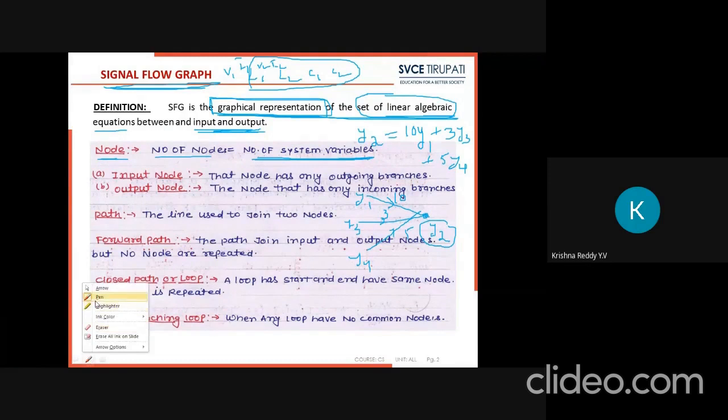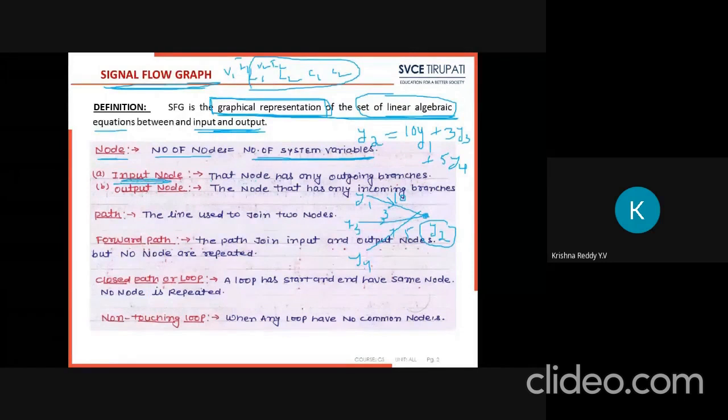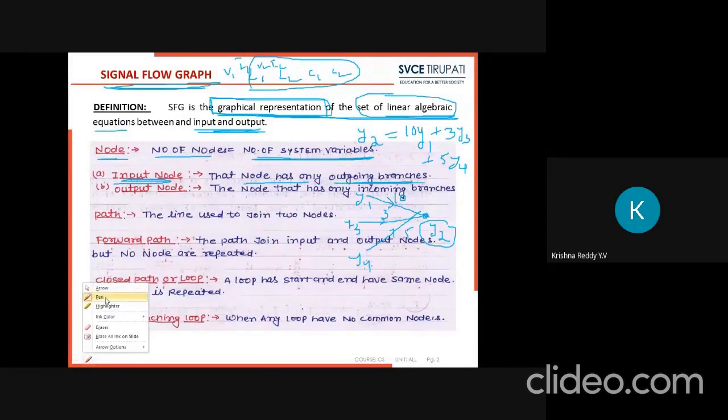Next one is input node. Here the input node means that node has only outgoing branches. The node having only outgoing branches. Here we can represent outgoing branches like this. We are having one forward path. We are having node 1, it is node 2, and node 3, and node 4 like this.